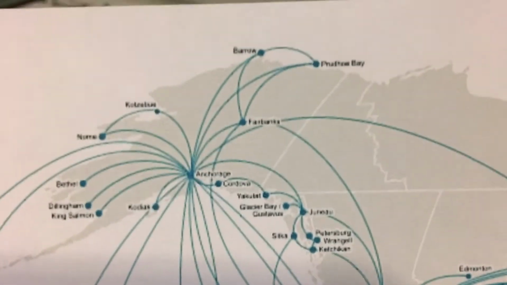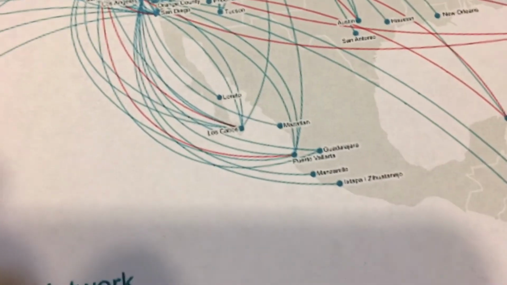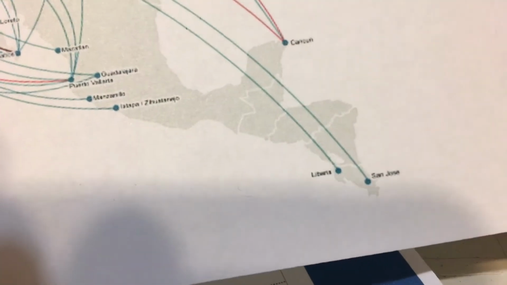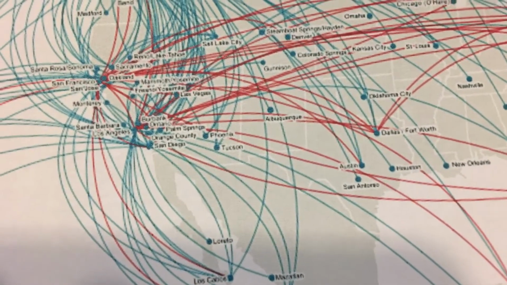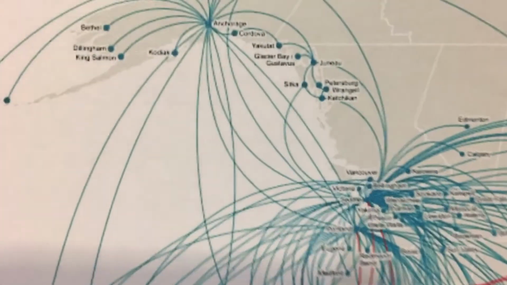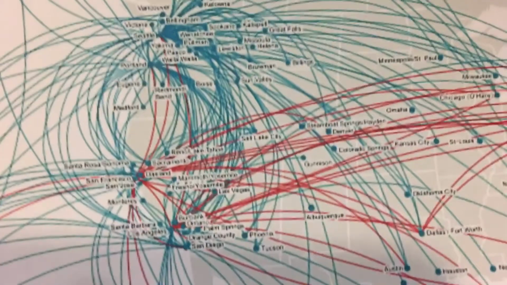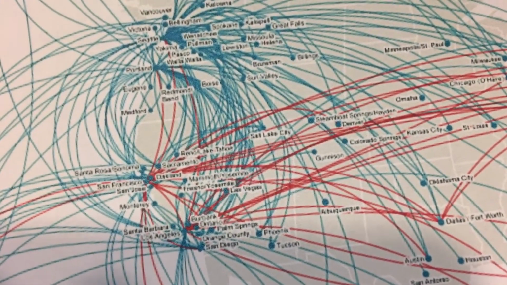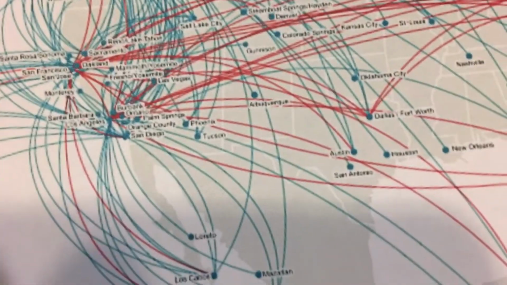Of course, Alaska is still pretty much the same. Mexico, it looks like Mexico City was dropped, but they added San Jose, Costa Rica, as well as Liberia. So, and then of course more service to the Hawaiian Islands. So this is not entirely up to date, but it's pretty close. So got the superimposed Virgin America route map.